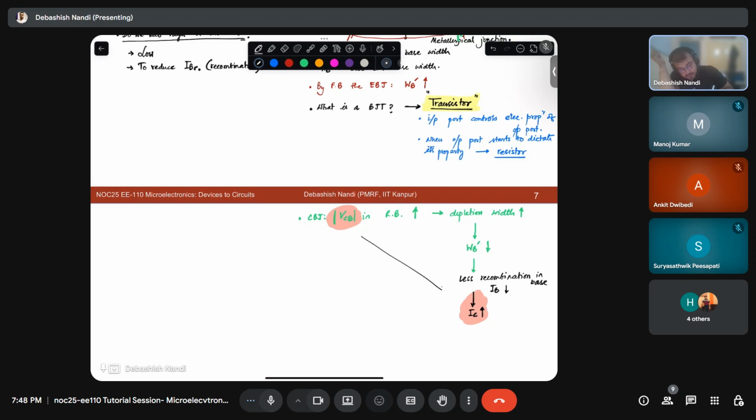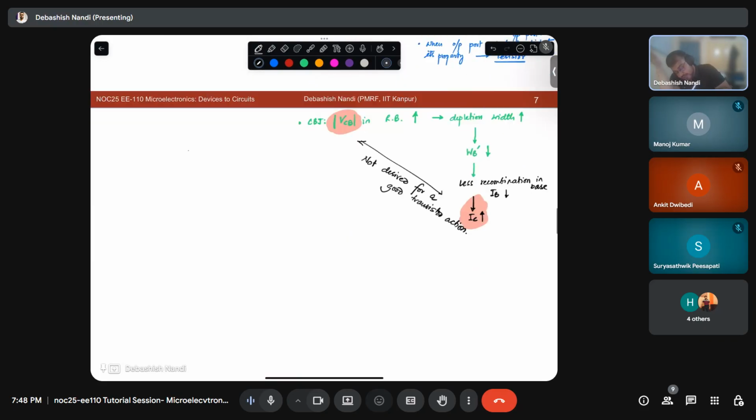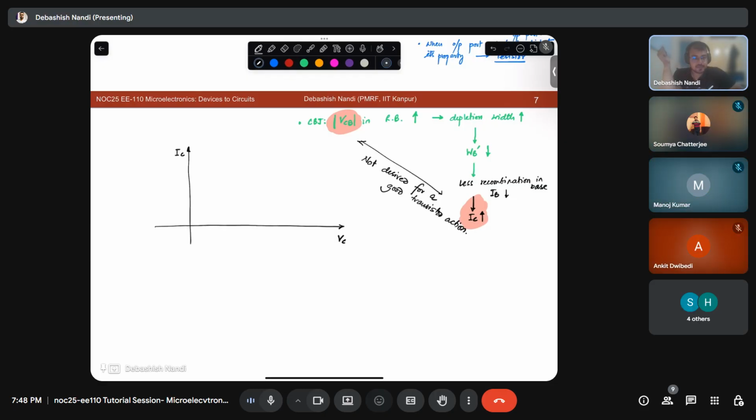No. This is not desired for a good transistor action. And why, I will explain. For example, this is your IC and this is your VC. Ideally, what do I want? Ideally I want my curve to do like this.